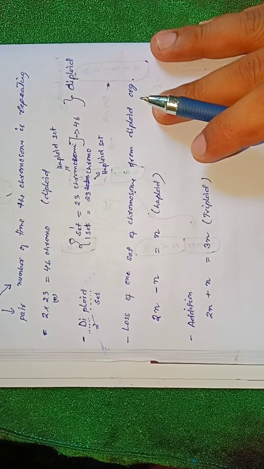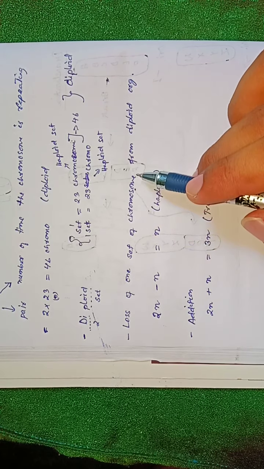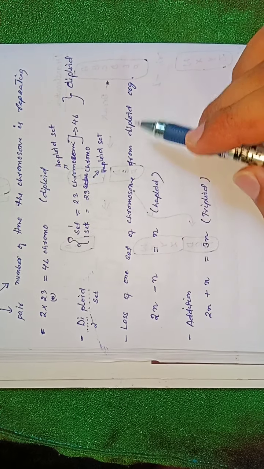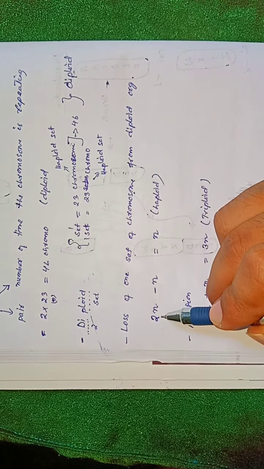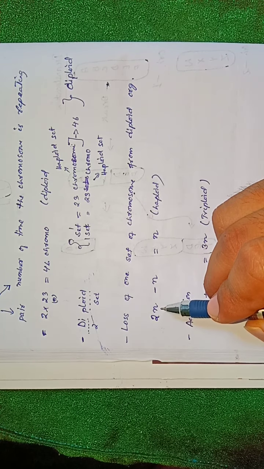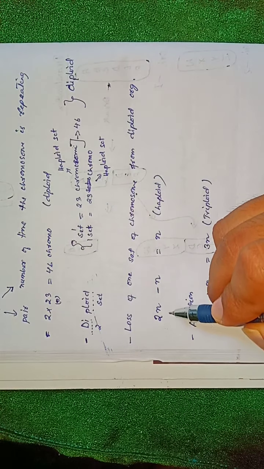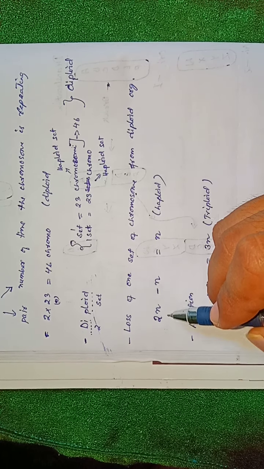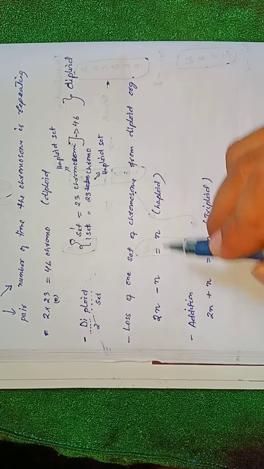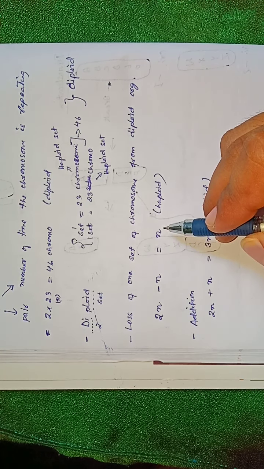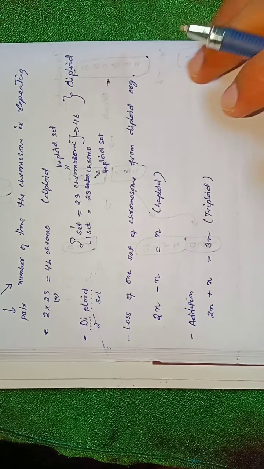Now let's discuss what will happen if one set of chromosomes is lost from a diploid organism. One set of chromosomes here refers to 23 chromosomes. A diploid set has 46 chromosomes, 2 into 23. When one set of chromosomes, that is 23 chromosomes, is lost, it gives rise to n, or 23 chromosomes. So the organism becomes haploid.